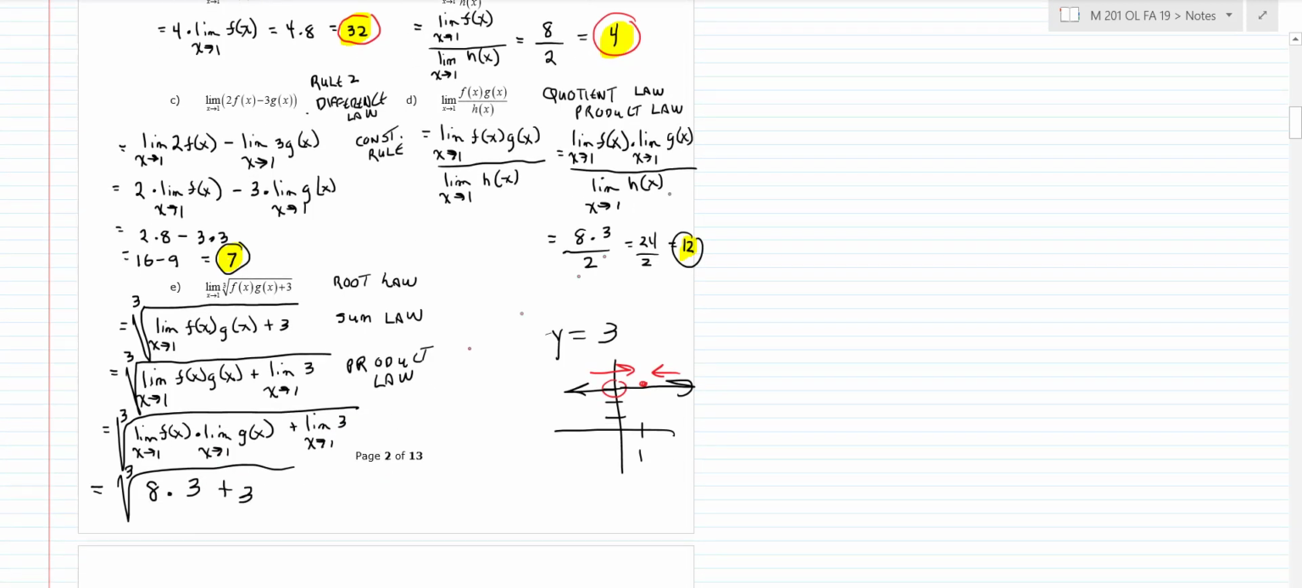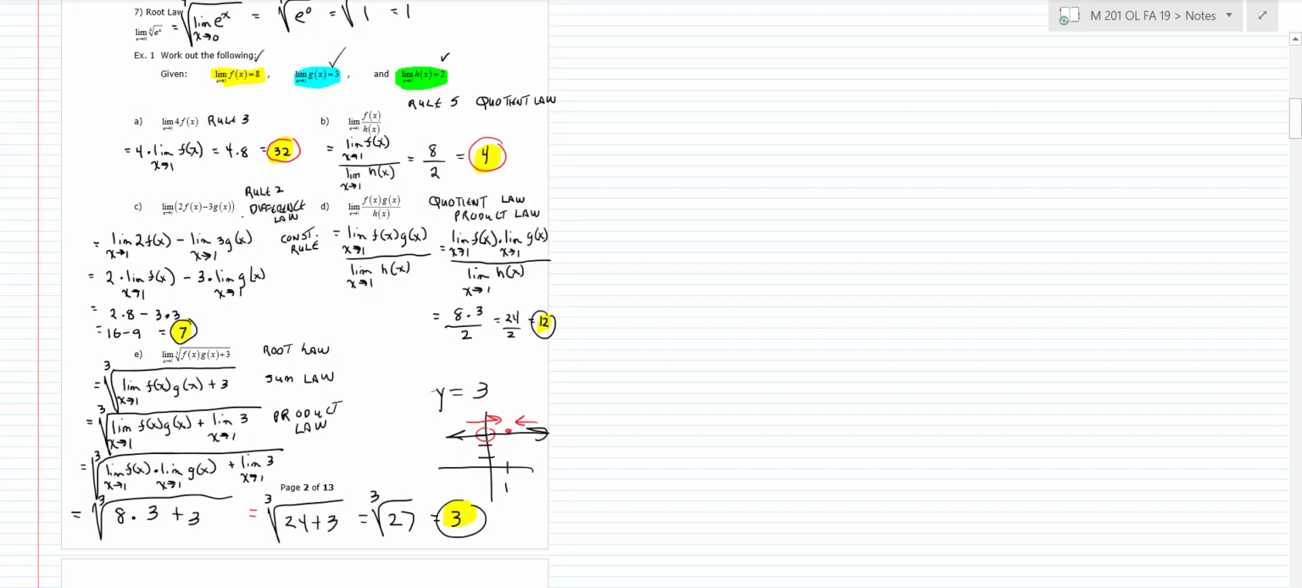So then to finish this up, what you would have is this. You would have the third root. This would be 24 plus 3. So that would be the third root of 27. So what is the third root? Third root means what number do we multiply out 3 times to get 27? That answer is 3. Okay, so that's how that goes.